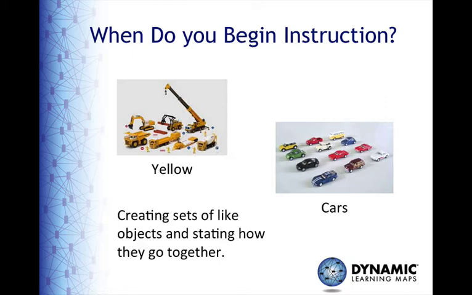Teachers can begin to instruct as soon as the students recognize objects are the same or different. Creating sets of like objects and defining the attribute of the group is the beginning of what should become strategic choices to make groups in order to work with larger quantities. When a student creates a group or a set of yellow trucks and a group of cars, encourage the student to communicate how he or she grouped the objects.